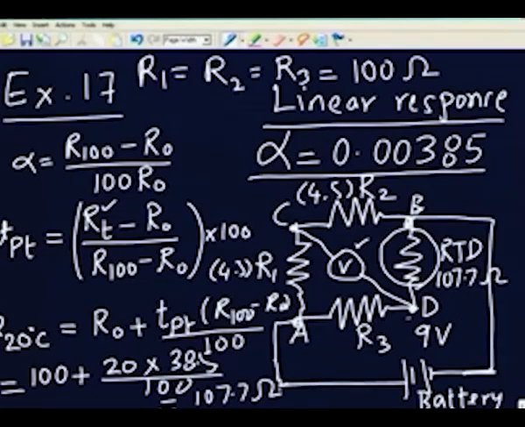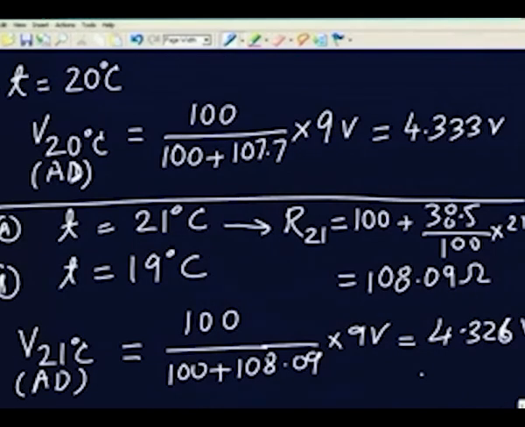So, I have determined the voltage across AD under two cases. In the first case, when the RTD was at 20 degrees, I have determined it, and I have also determined what the voltage is when it becomes 21 degrees. Therefore, the voltage I want to measure is across CD. In the first case, it would be 4.5 minus 4.333, and in the second case, when it became 21 degrees, it would be 4.5 minus the second voltage which I calculated, 4.326.